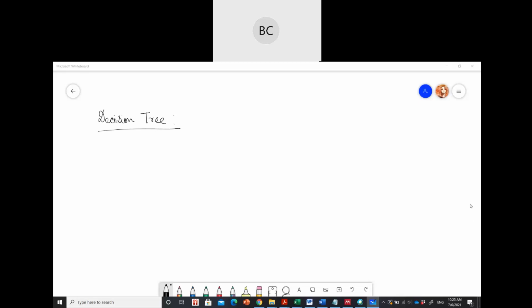A tree or flow chart with some conditions, it makes possible outcome in a form of tree. Yes, both of you are correct. So decision tree is supervised or unsupervised? No, decision tree is not unsupervised. Decision tree is supervised. Okay, and it is used both for classification and regression.